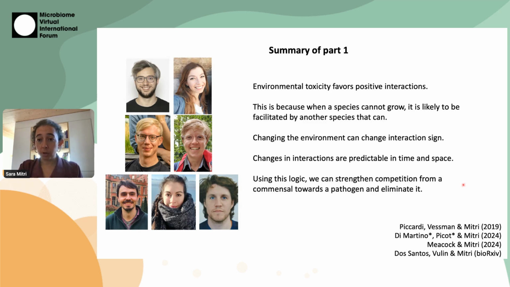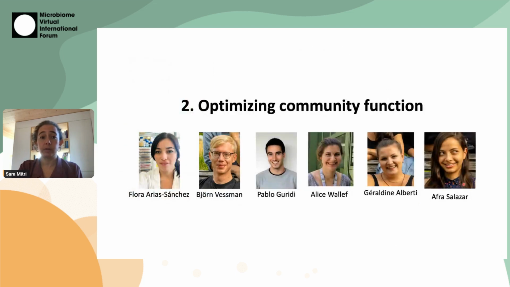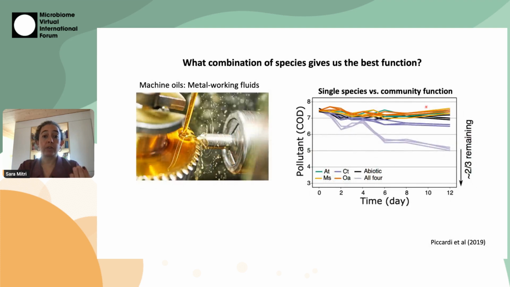So I see I'm almost out of time, but I might take just 5 minutes to quickly tell you about the second project. So the second topic that I wanted to talk about was optimizing community function, because so far we've just talked about the interactions between the different species, but of course they also have a function, so some utility. And in the machine oil example that I told you about before, the idea was to reduce the pollutant load. So that's what you see in this plot here.